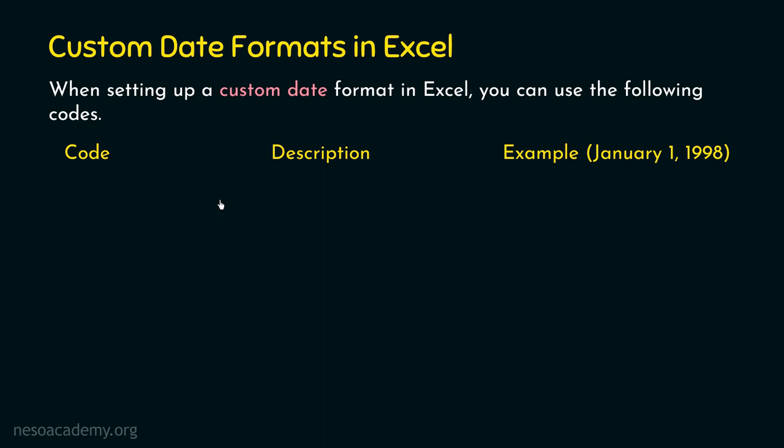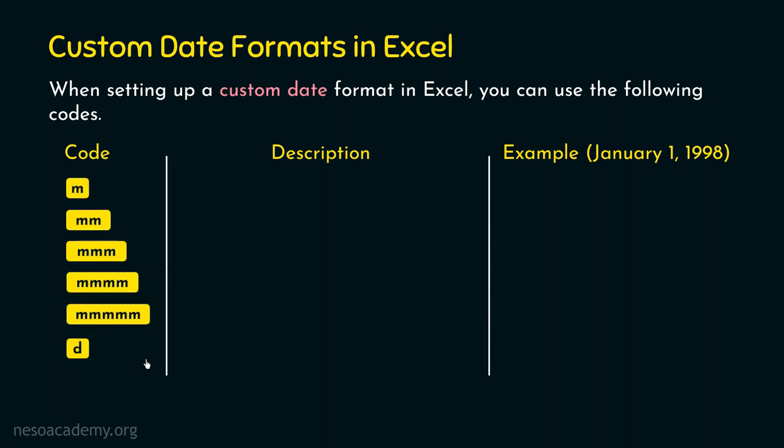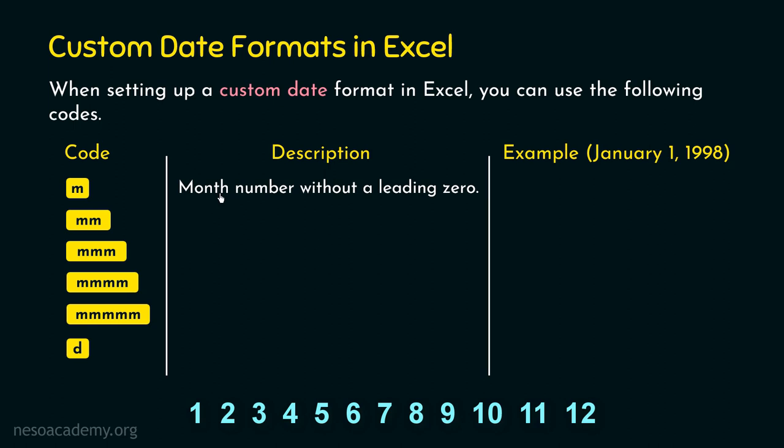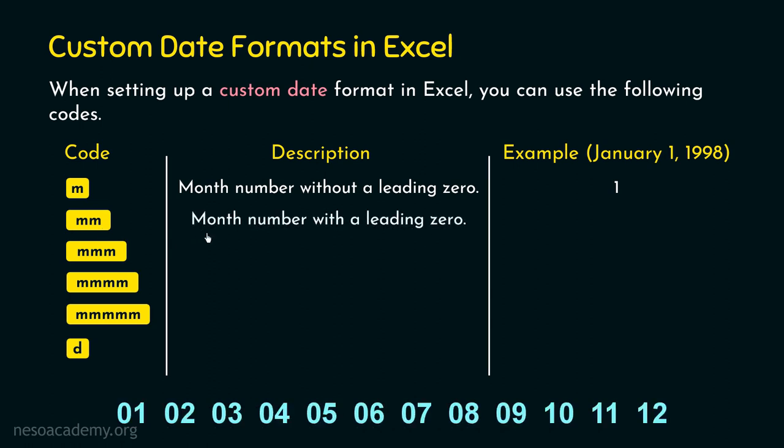So here I will explain to you the meaning of these codes written here, along with an example for each. So have a look at the very first code, that is M. It is used to bring in the month number without a leading zero. For example, January is the first month of the year, so this code will assign the number 1 for it. Now let's talk about the second code, that is MM. It is used to bring in the month number with a leading zero. For example, as we know that January is the first month of the year, so this code MM will assign the number 01 for it.